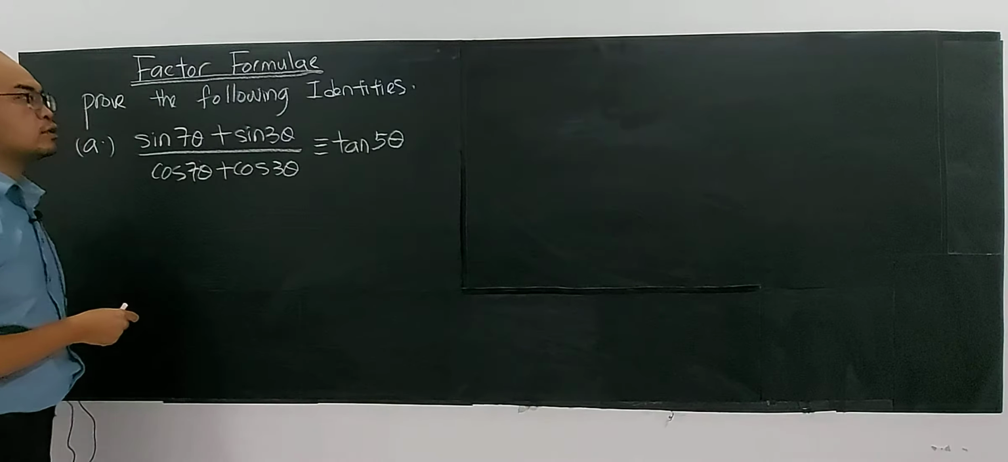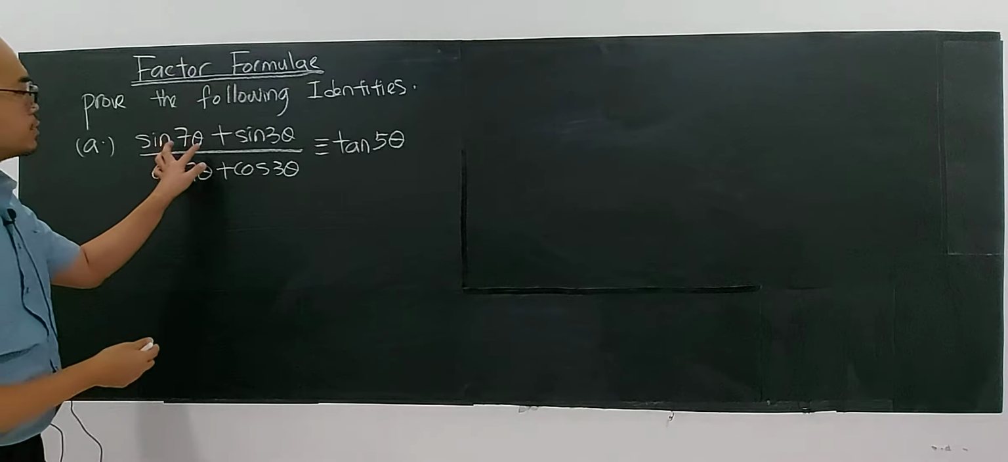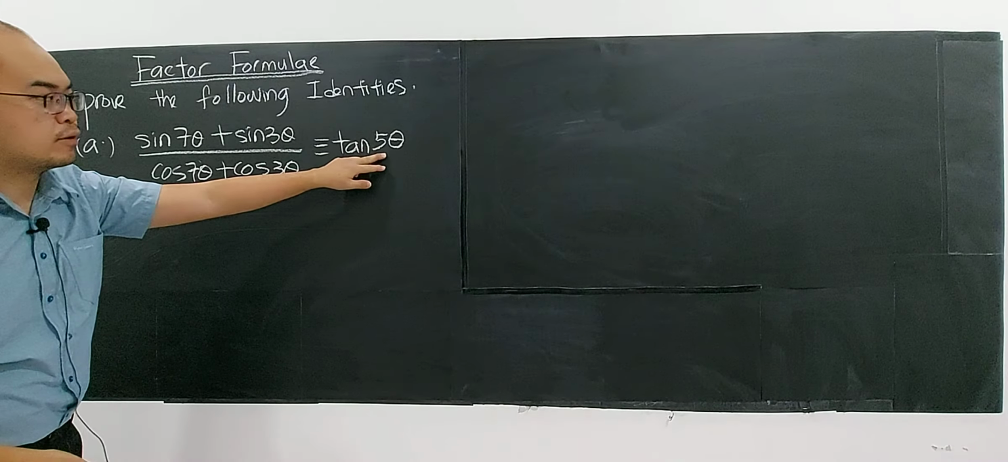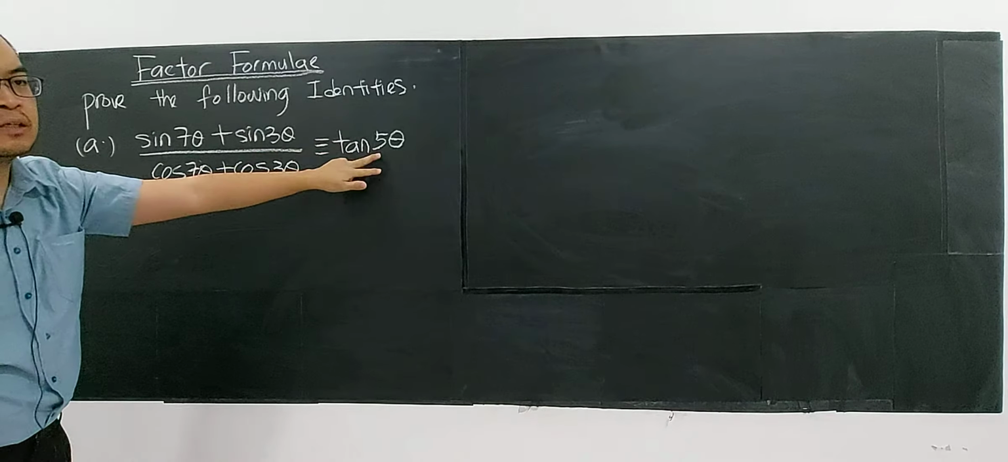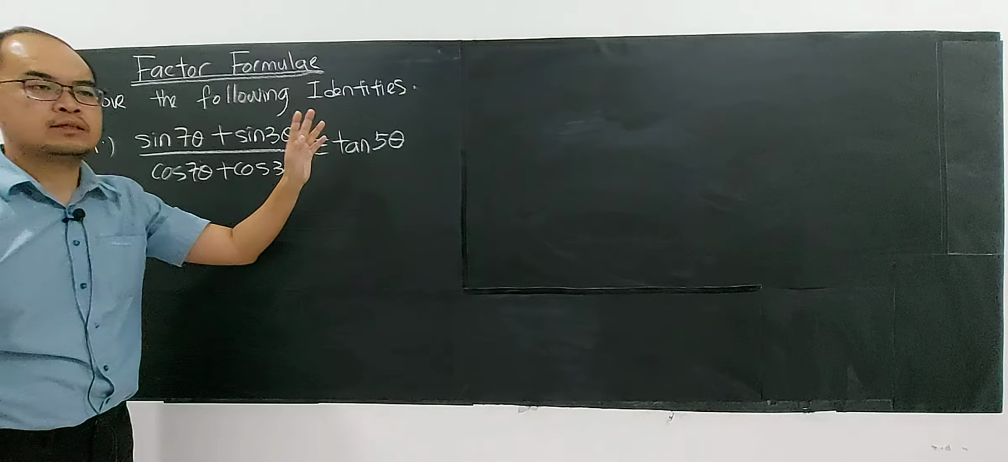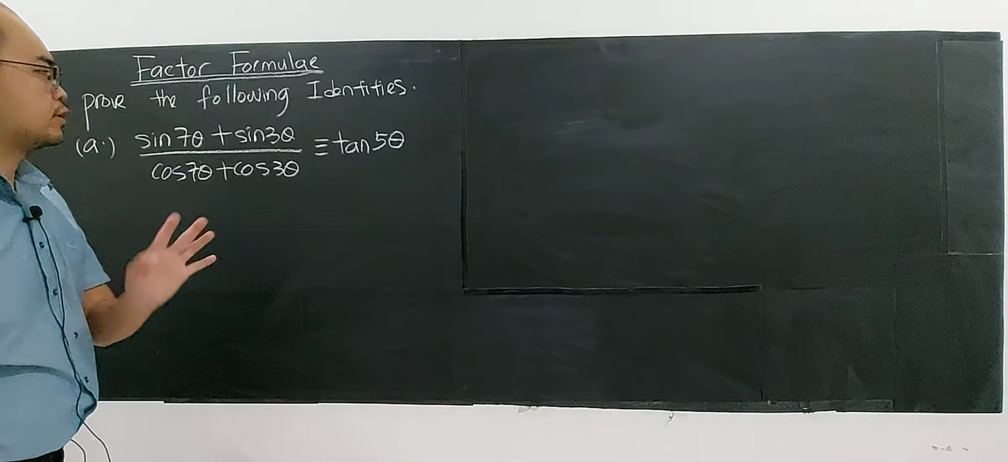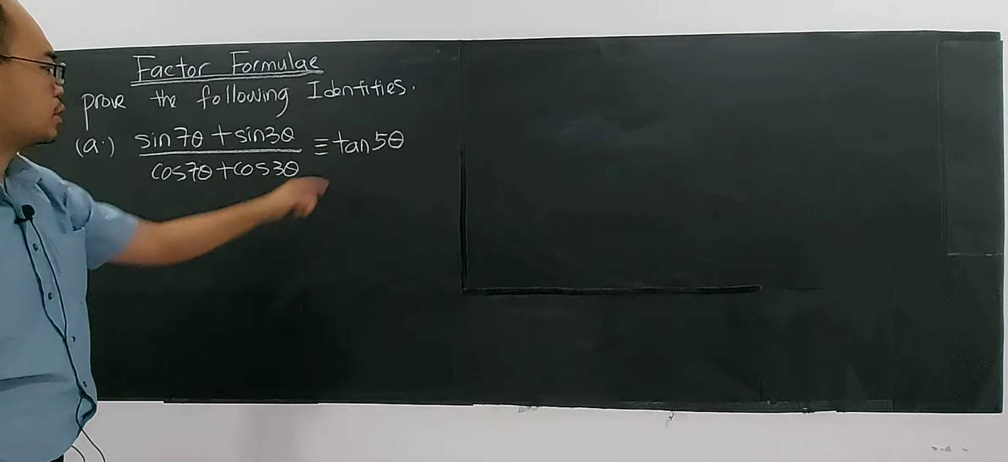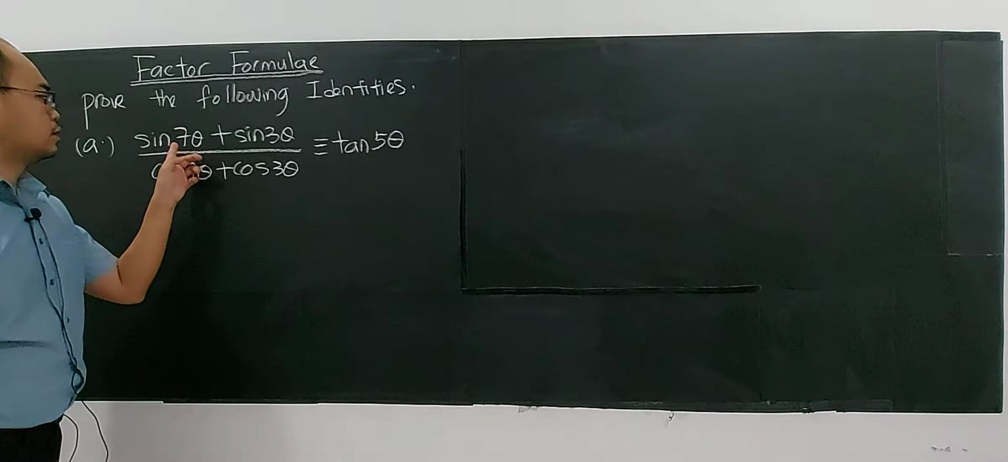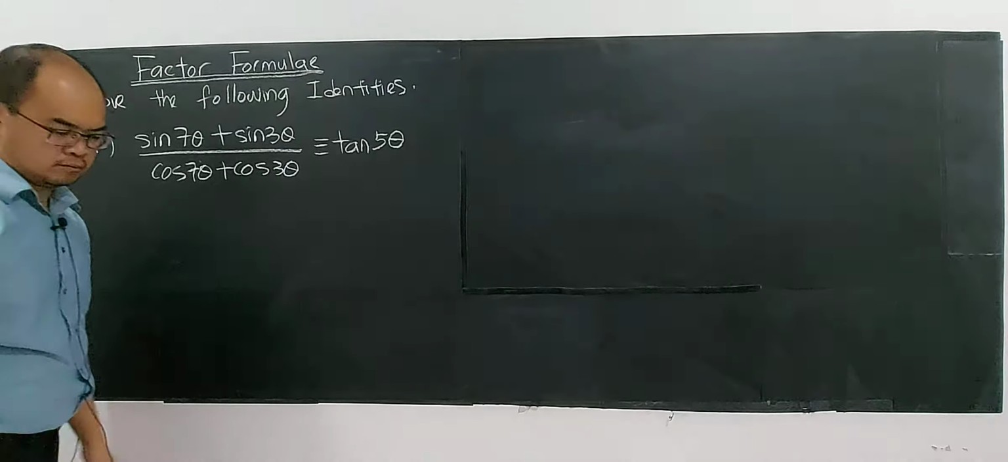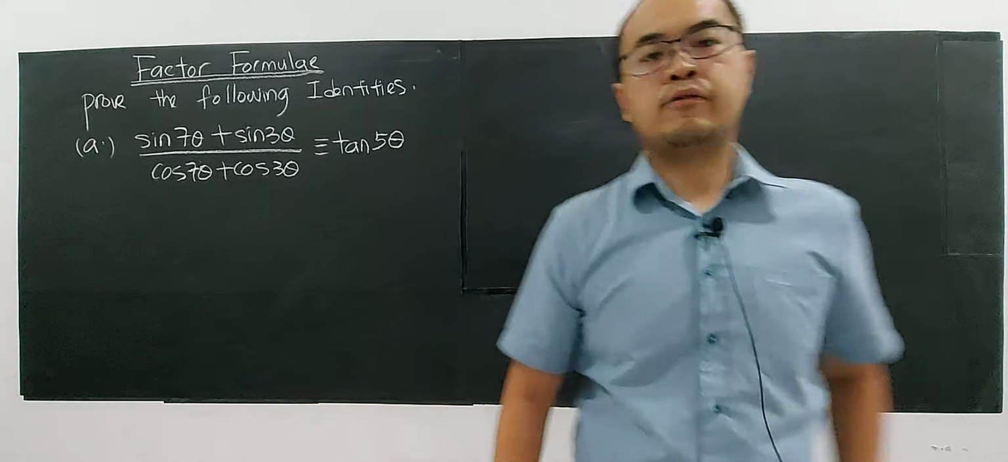Usually it's involving, or you can see that 7 and 3 suddenly become 5, not even half of this. So I think it's not involving the double angle formula. You see all the odd numbers here, and the angles are also different. So I think this will be using the factor formula.